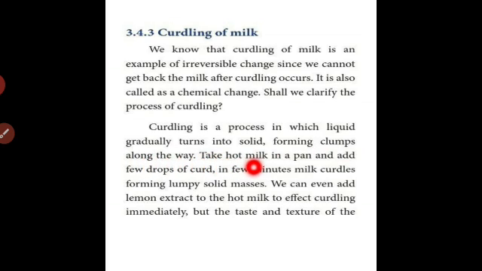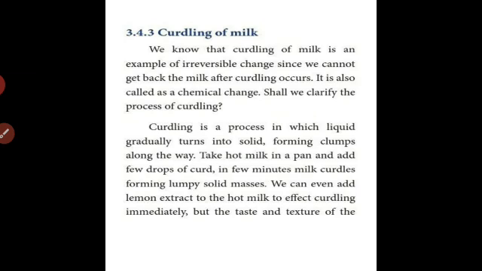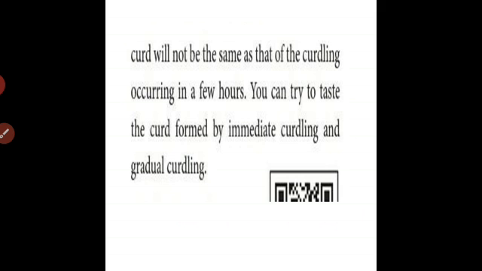Take hot milk in a pan and add a few drops of curd. In a few minutes, milk curdles, forming lumpy solid masses. We can even add lemon extract to the hot milk to effect curdling immediately. But the taste and texture of the curd will not be the same as the curdling occurring in a few hours. You can try to taste the curd formed by immediate curdling and gradual curdling.